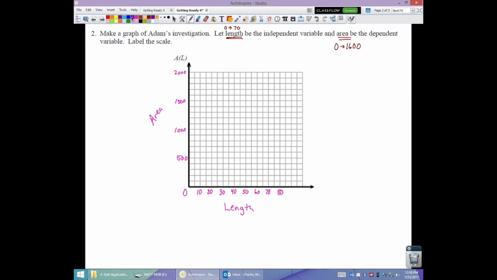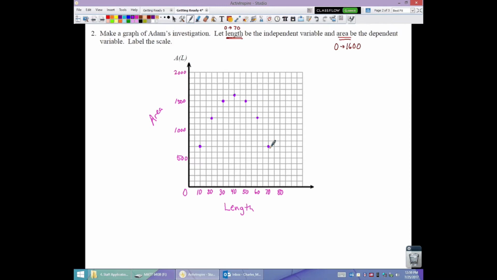Our points were: when we had a length of 10, our width was 70, so we had an area of 700. When our length was 20, it was 20 by 60, which gave us 1,200. For 30, the width was 50, and that gave us 1,500. For 40, it was a 40 by 40 square, so 1,600. And then we see the symmetry here: 50 by 30, 60 by 20, and 70 by 10.